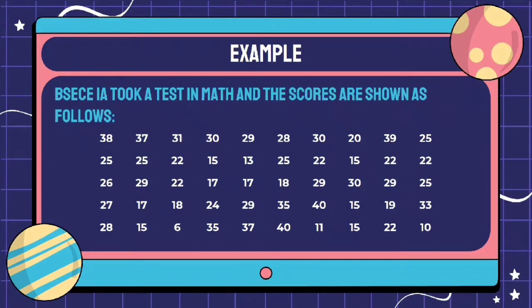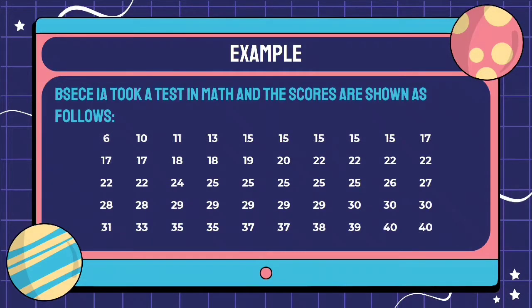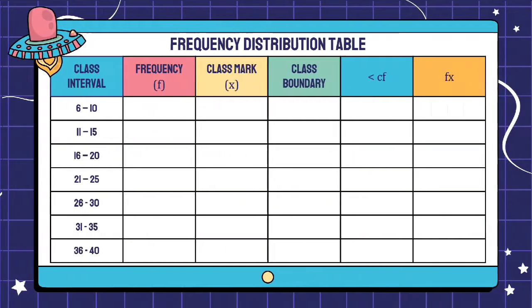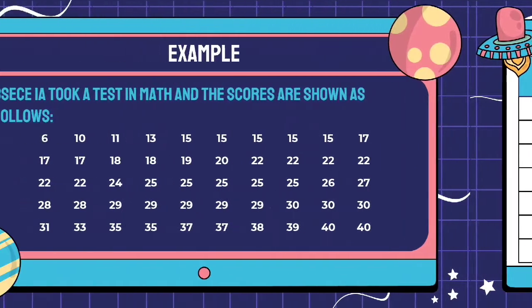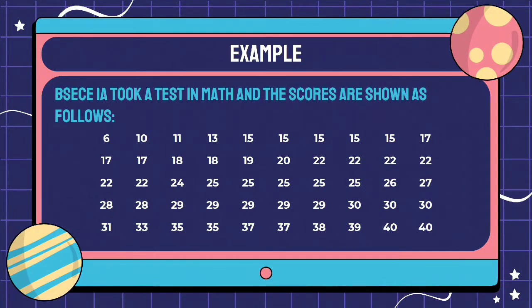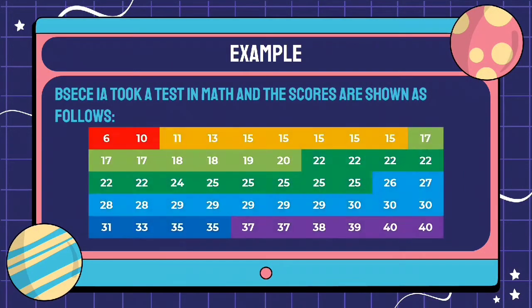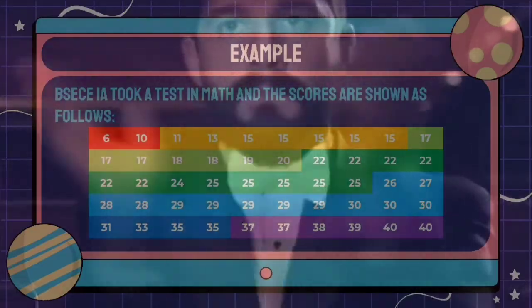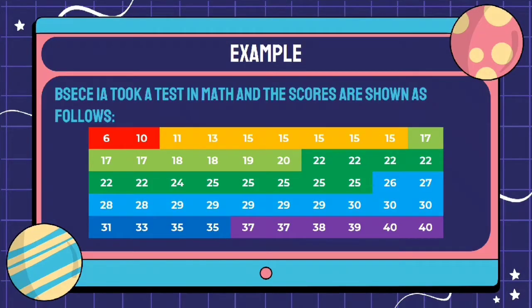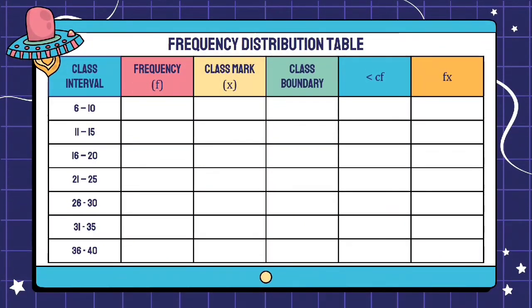So in our example, let's arrange it in ascending order for better understanding. Now, all we need to do is to count how many times that number appeared. So, for our first class, which is from 6 to 10, we will just count how many times those numbers from 6 to 10 appeared in the data. Let me give us some highlights. We can see that the numbers from 6 to 10 appeared twice in the data. So, we are going to put 2 as its corresponding frequency.